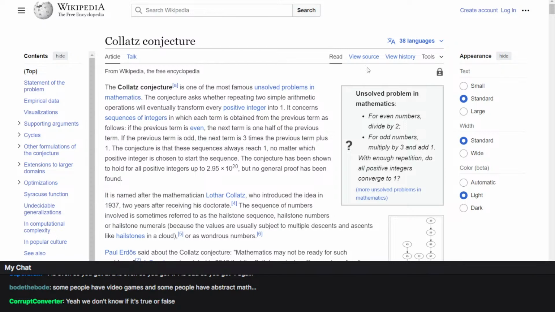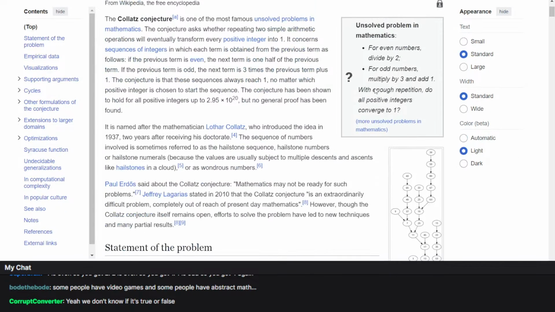Oh, that's what makes it unsolved. So there are people that are at least trying to prove it false, but like Converter says, it's too hard. We don't know if it's true or false. No one found a number that doesn't reach 1. But don't we assume things are true if we haven't found a number that doesn't reach something? Like, until you prove it false, it's just true? Wait, is that how it works? Is that how things work?